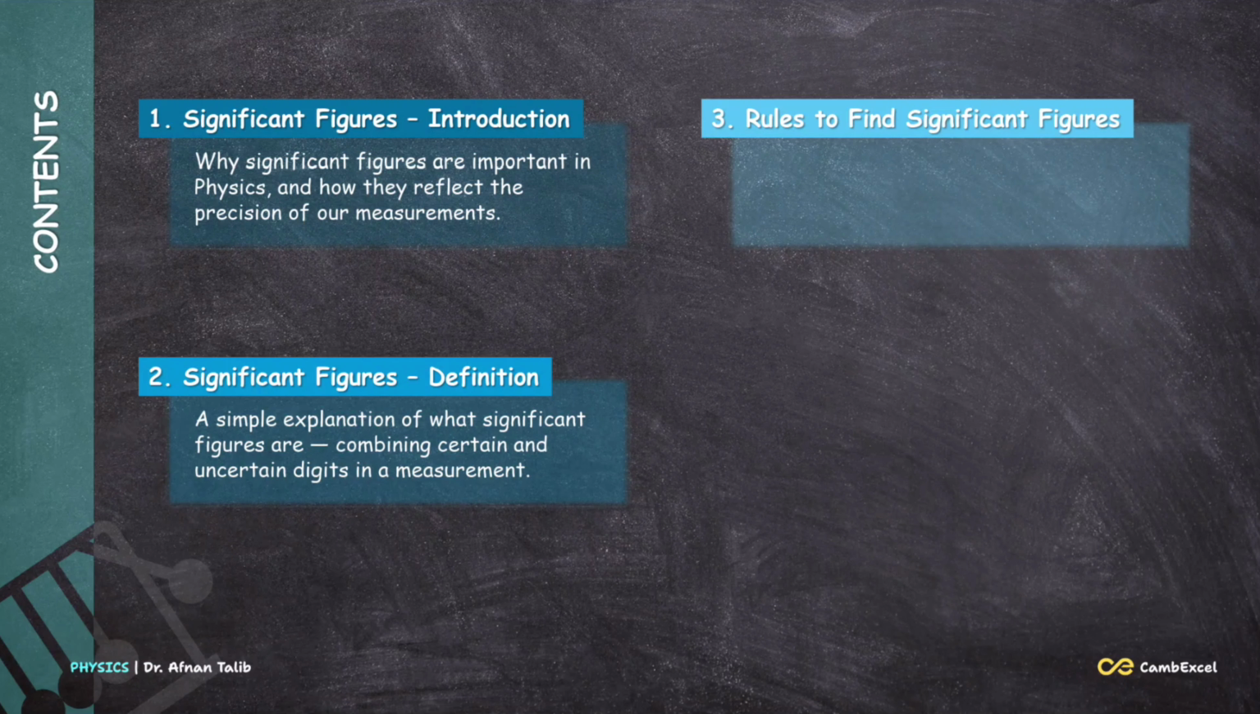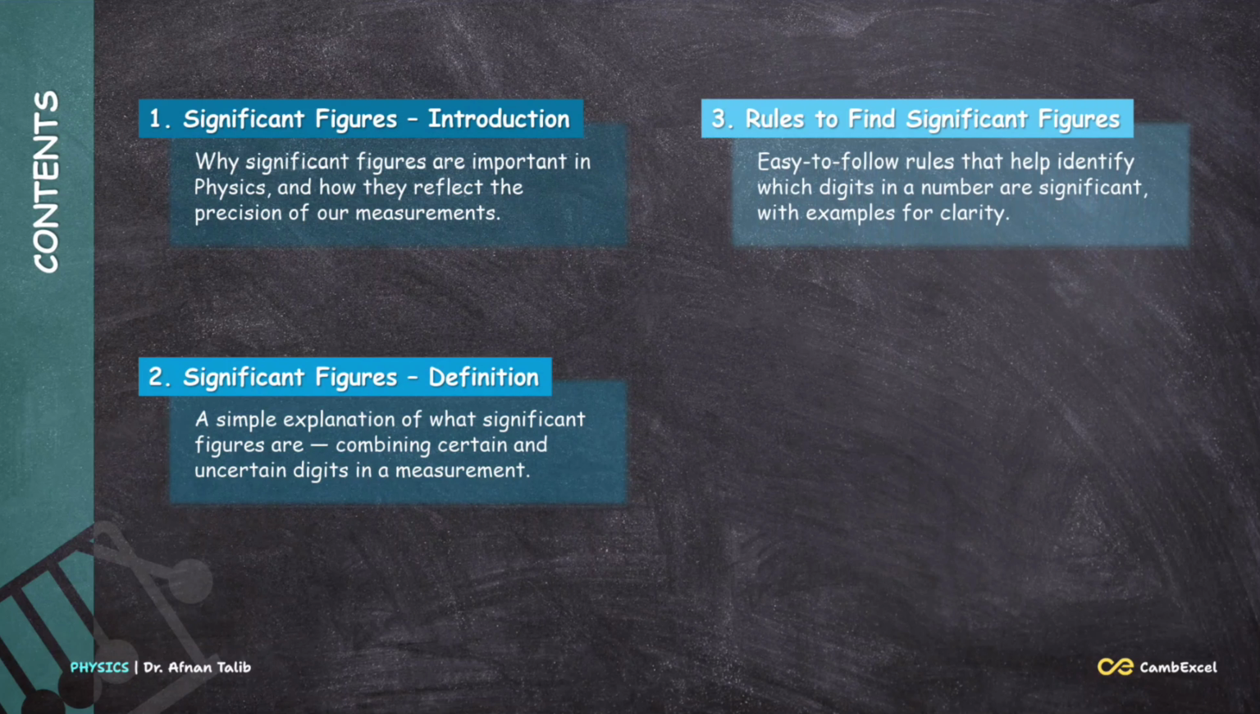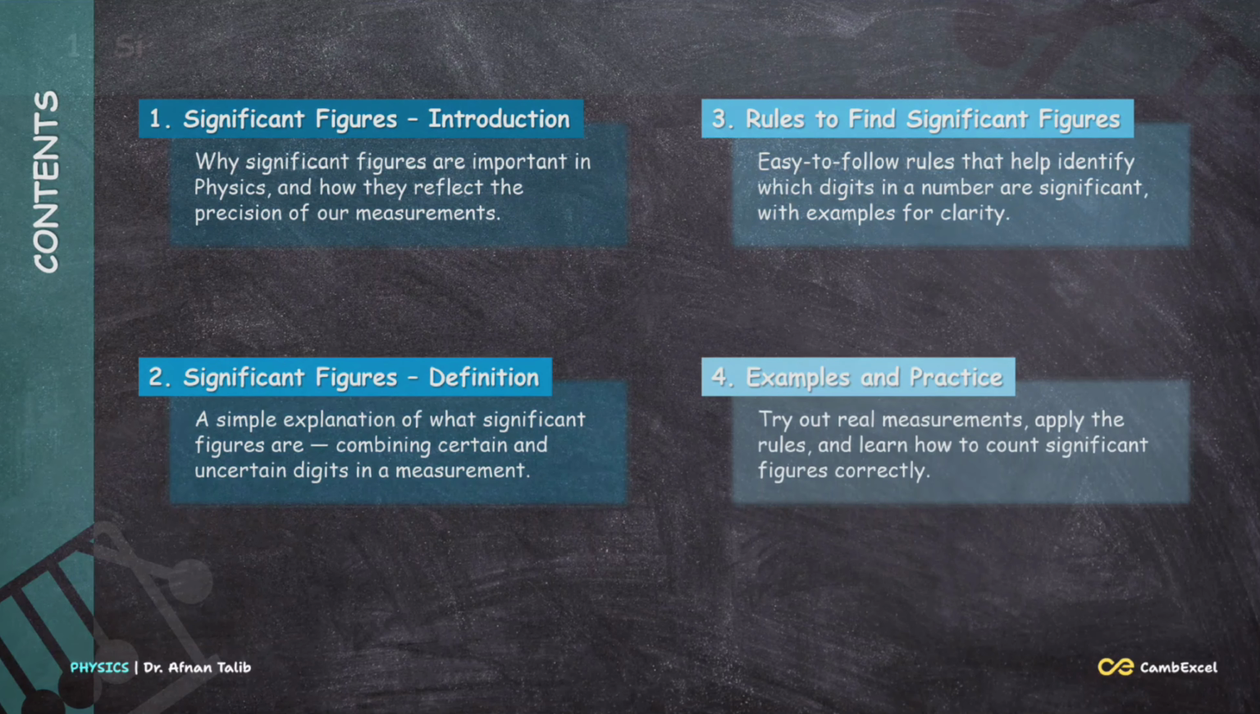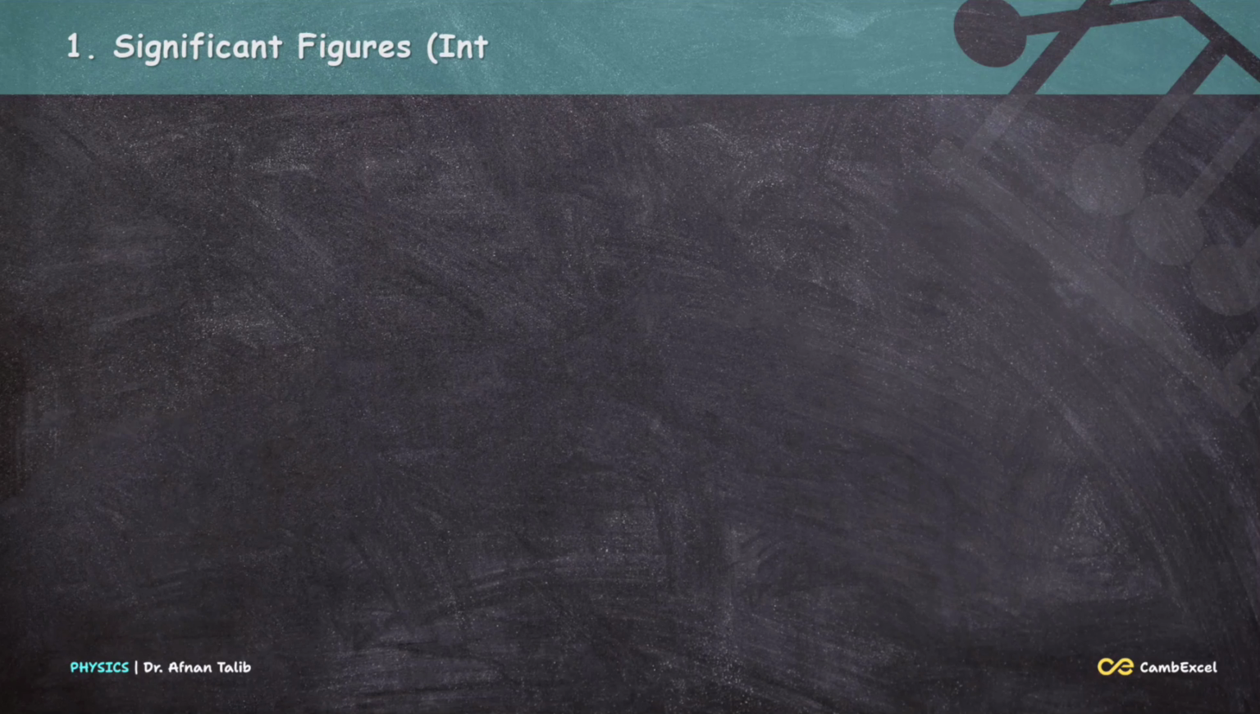Number three, we'll be looking into the rules to determine the number of significant figures in a measured value. These are easy to follow rules that help identify which digits in a number are significant, with examples for clarity. And number four, we'll be looking at examples for practice in which we'll try out real measurements, apply the rules, and learn how to count significant figures correctly. So let's start with the introduction of significant figures.